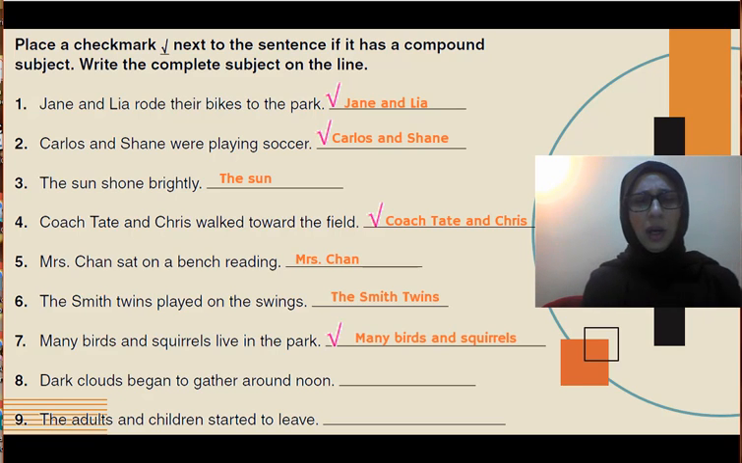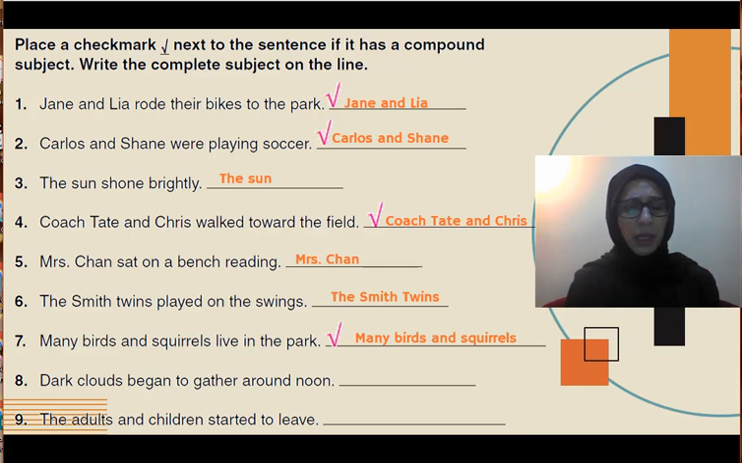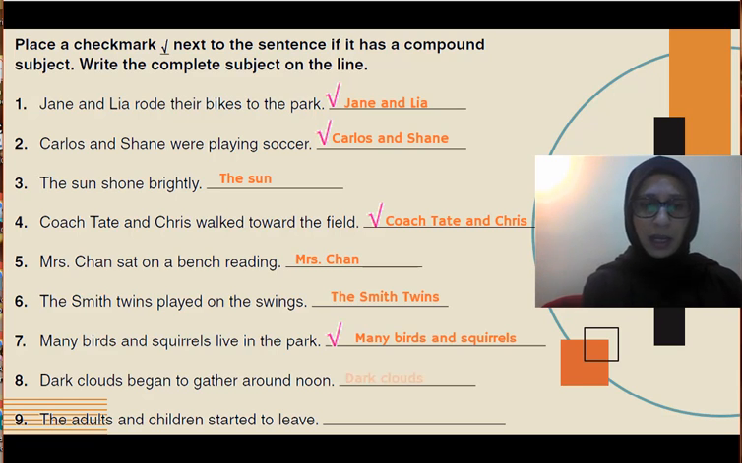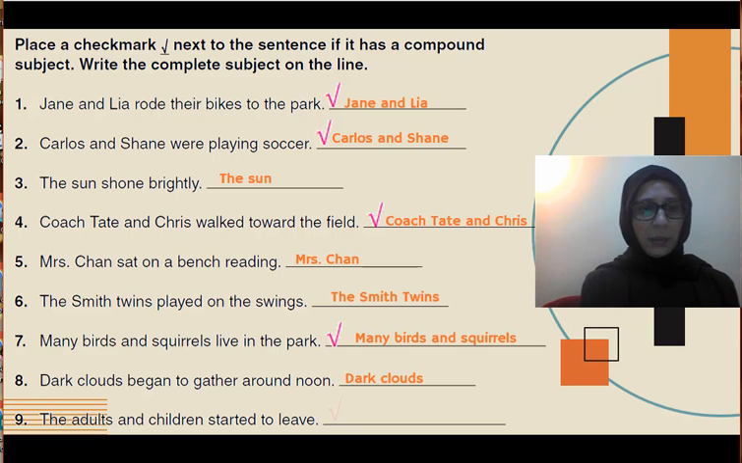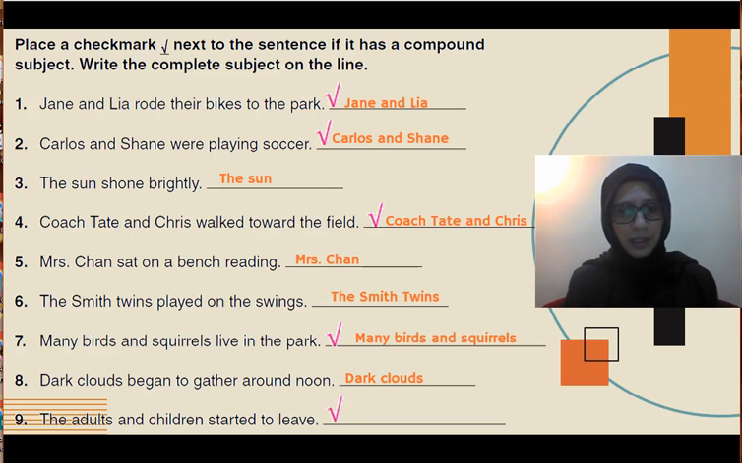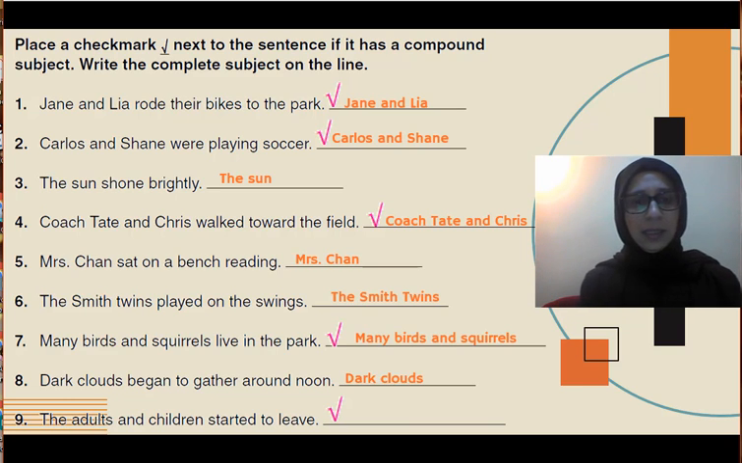Number 8, dark clouds began to gather around noon. So I'm talking about dark clouds. I do not have something else, only dark clouds, so this is a complete subject. Number 9, the adults and children started to leave. So as you've already guessed, it is a compound subject. It is the adults and children.